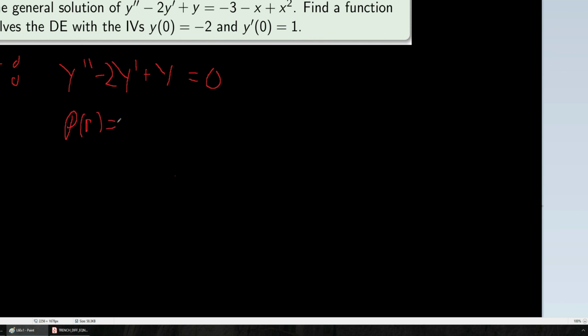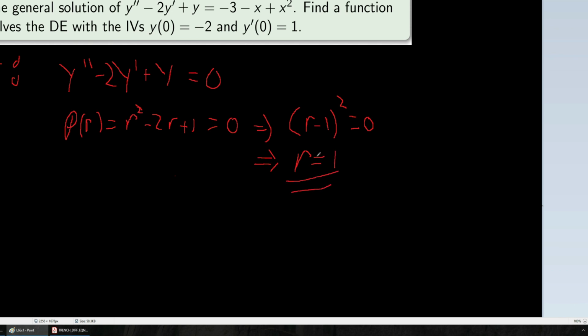So I want p of r, and this is simply going to be r squared minus 2r plus 1. And I want to find the zeros of this to find the eigenvalues. So here, we do want to show our work. We just don't want to say, here they are, because you're not supposed to be using calculators like that. So here we get that this has to be 0 just from factoring this out. Or in other words, this tells us that r is equal to 1, and this is a repeated root.